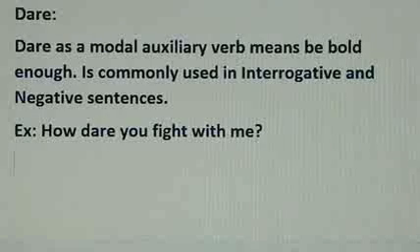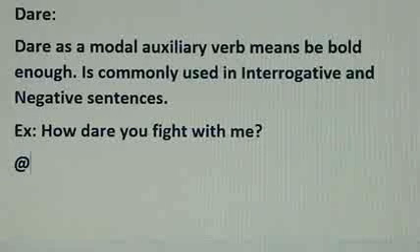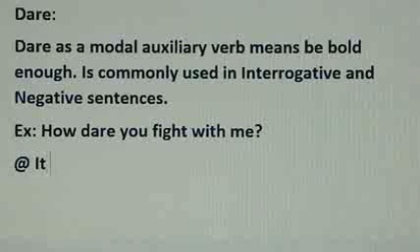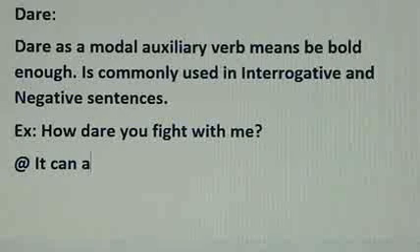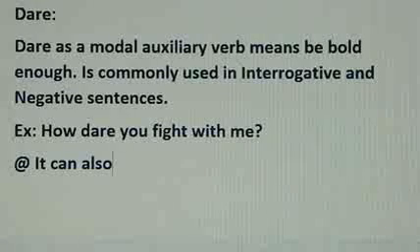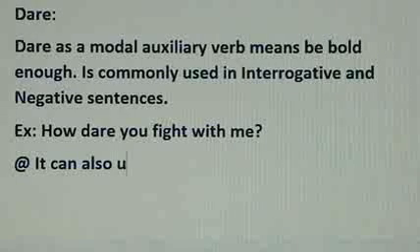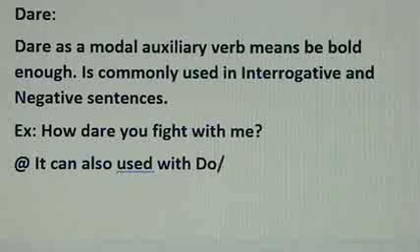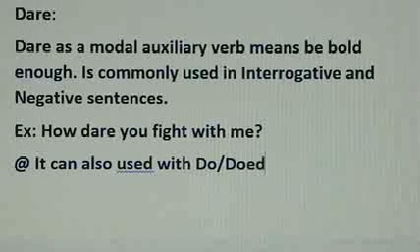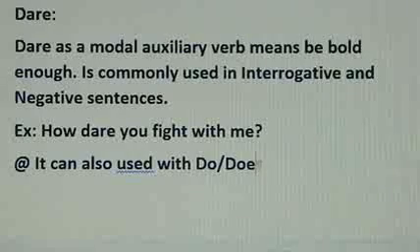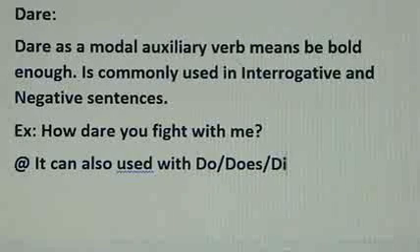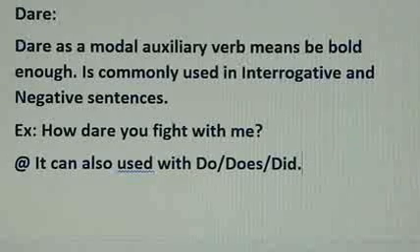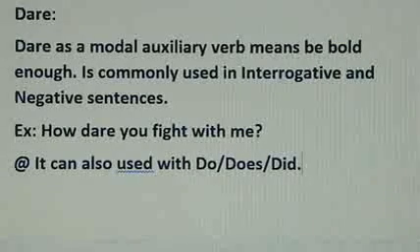And sometimes, my dear children, it can also be used with do, does, did as well, right? It can also be used with do, does and did. Okay.